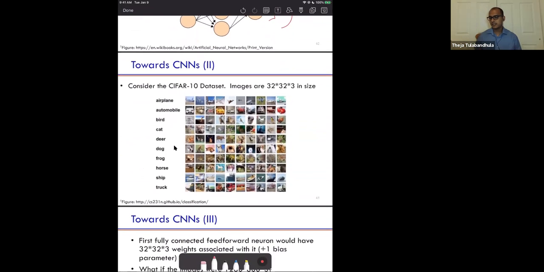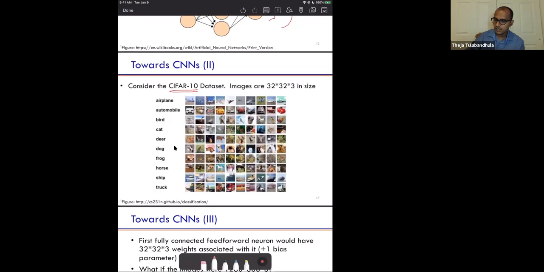Let me start with motivating CNNs a little bit more. So here's an example data set. It's called the CIFAR-10 data set. The 10 just means there are 10 classes. This is a data set which has about, I think, 6,000 images per class or something like that.